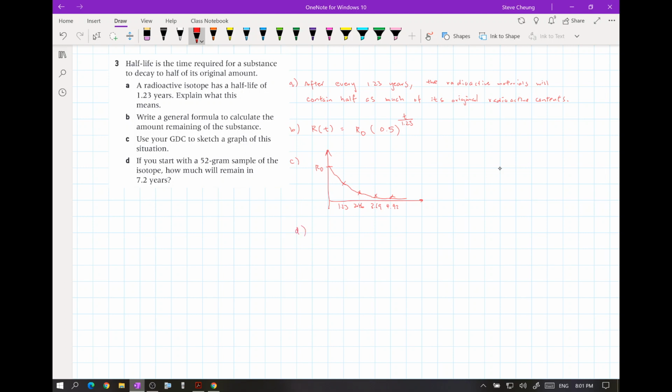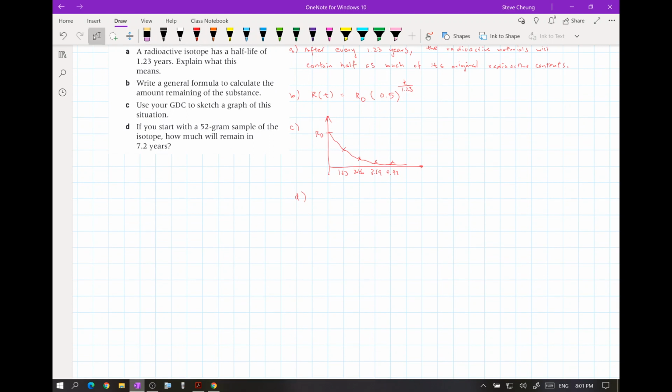And lastly, for D, if we have 52 grams to begin with, how much would be left after 7.2 years? So we can do R of 7.2 equals the original amount, 52 grams, times 0.5 to the power of 7.2 over 1.23. Which seems to be quite little. Yeah, less than a gram.